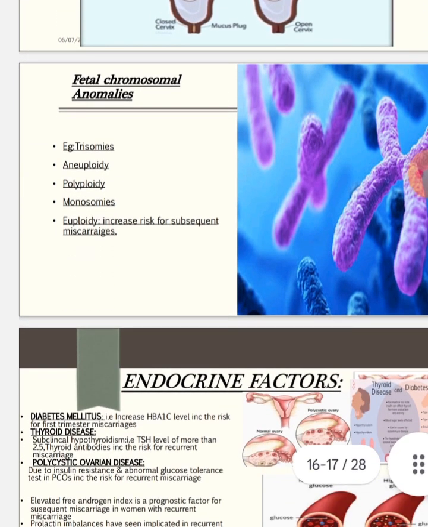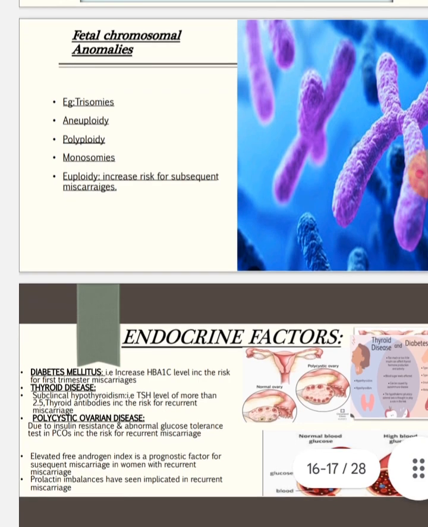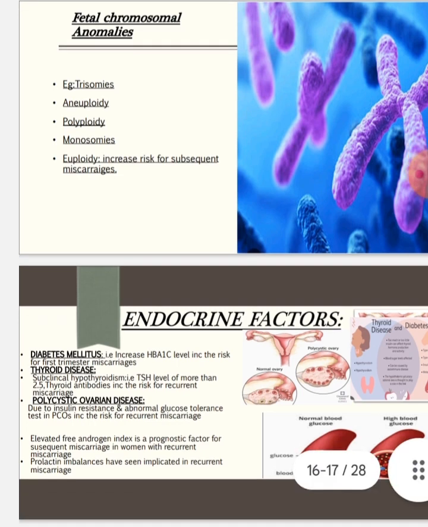Endocrine factors: diabetes mellitus, and thyroid disease when the TSH level increases above 2.5. Thyroid antibodies increase the risk of recurrent miscarriage, and PCOS also causes recurrent miscarriage due to insulin resistance and abnormal glucose tolerance test. Elevated free androgen index is a prognostic factor for subsequent miscarriage in women with recurrent miscarriage. Prolactin imbalance is also seen in patients having recurrent miscarriage.